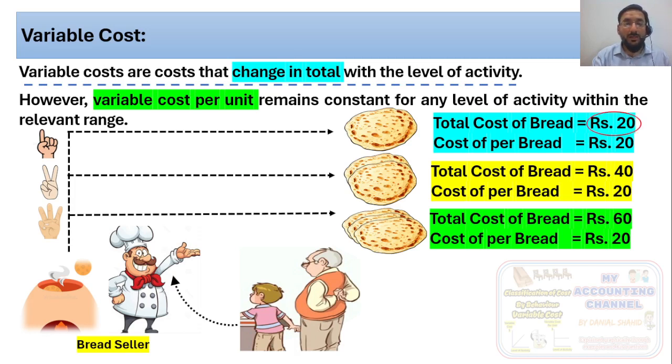Have a glance. In case 1, the total cost of the bread was 20. In case 2, it was 40, and in case 3, it was 60. Now look that the variable cost per unit is constant and it remains unchanged. Now have a look at the case 1. In case 1, the cost of one bread was 20. Again, in case 2, it was 20, and in case 3, it was 20.